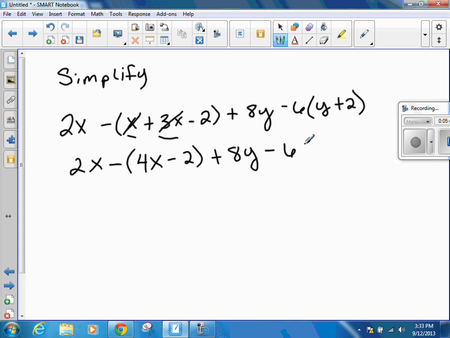So I'm going to subtract my 6 times my y plus 2. Notice I have two different variables going on. I have an x and a y, okay? So if you get to a problem, you might see those different variables.